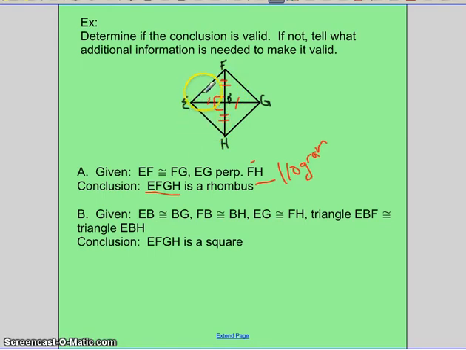If these two triangles are congruent, then this angle and this angle would be corresponding parts to match up. So that would make this diagonal bisect this angle, which would make it a rhombus, and then the diagonals being congruent to each other would make it a rectangle. So if it's a rhombus and a rectangle, then it's going to be a square. So actually this one is a valid argument.